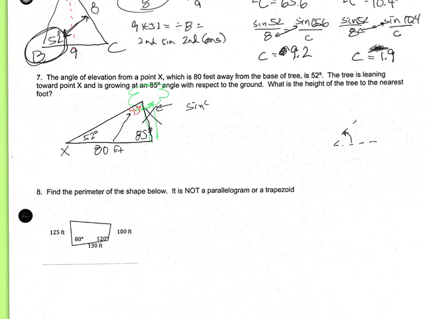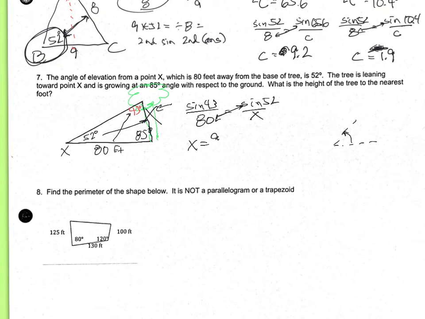Sine of 43 over 80 is equal to, well, we might as well do this. This is the only one we need. Sine of 52 over x. Easy. Cross multiply. It's not an angle, so you don't have to use inverse. And we get 80 times sine 52 divided by sine of 43.